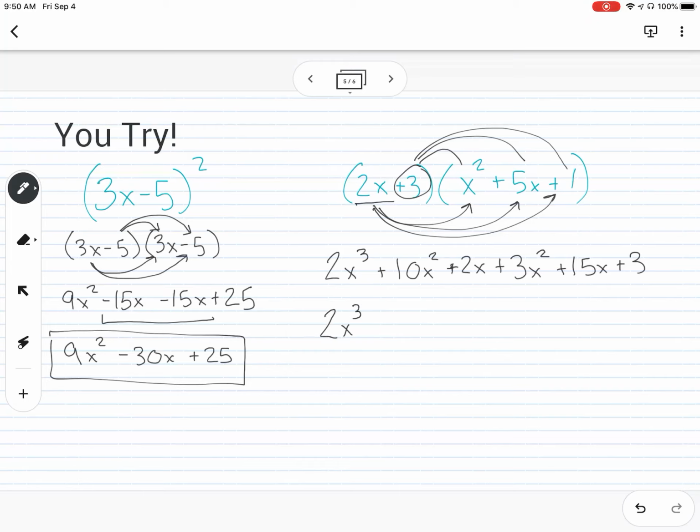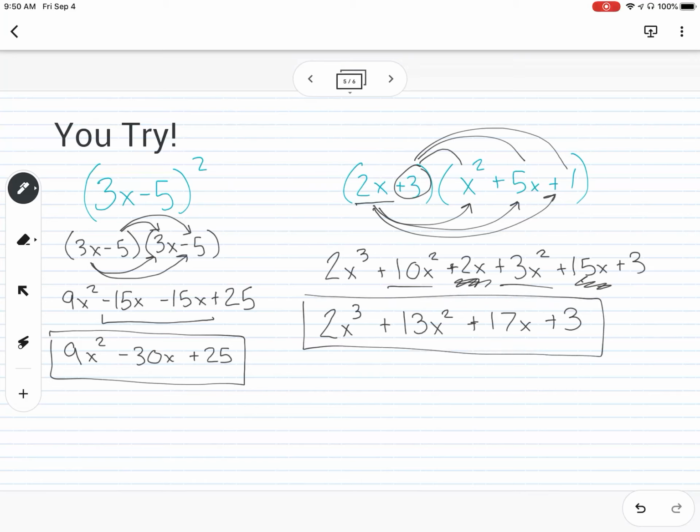Okay. Like terms, we only have 1 x cubed. My x squareds give me 13x squared. My x's give me 17x. And then my 3 comes down. And there we go.